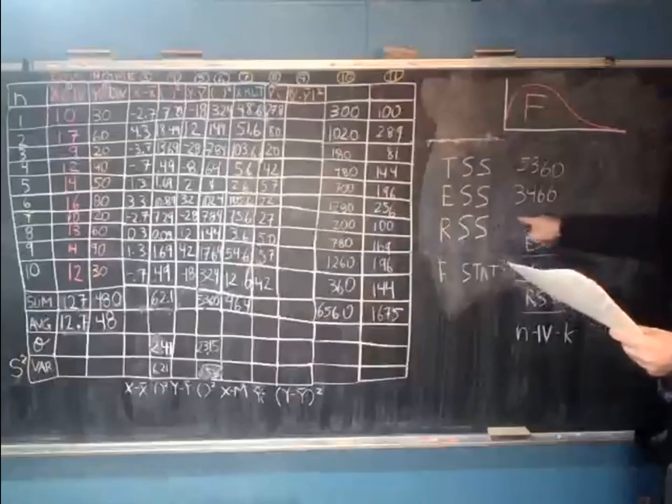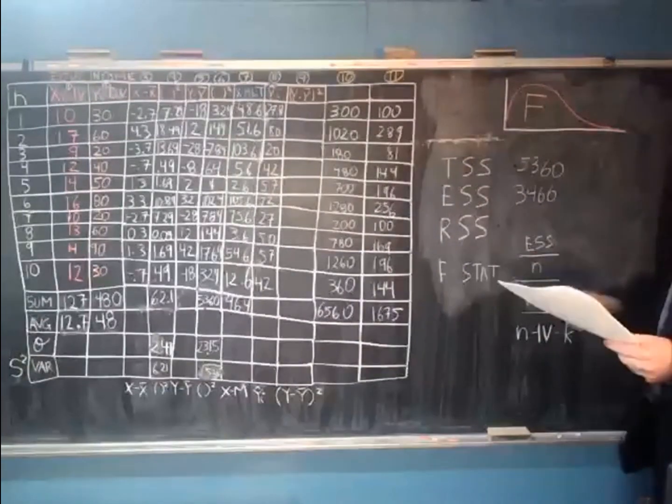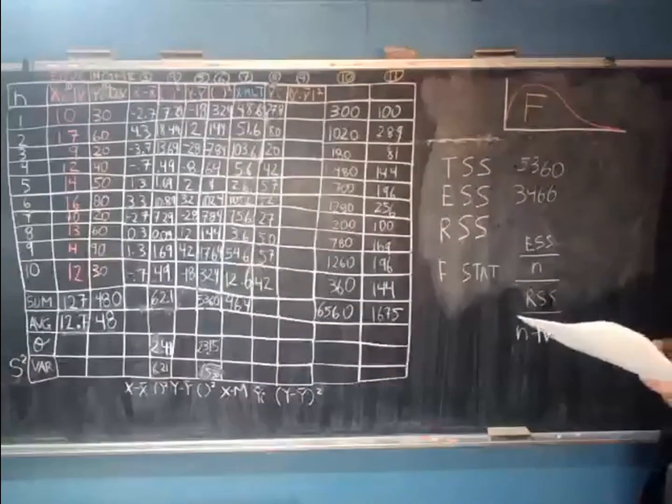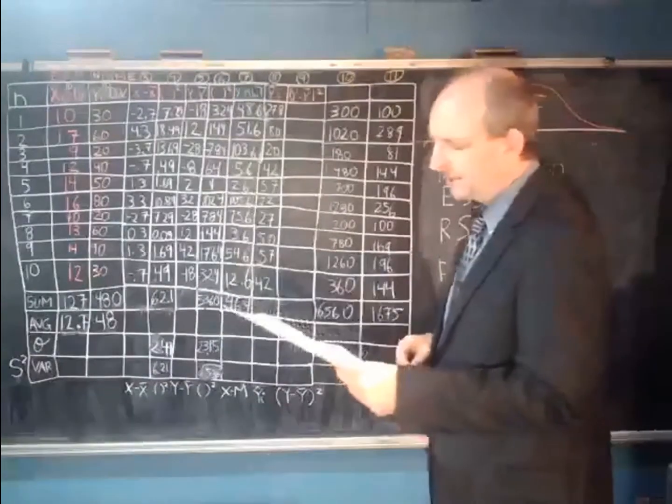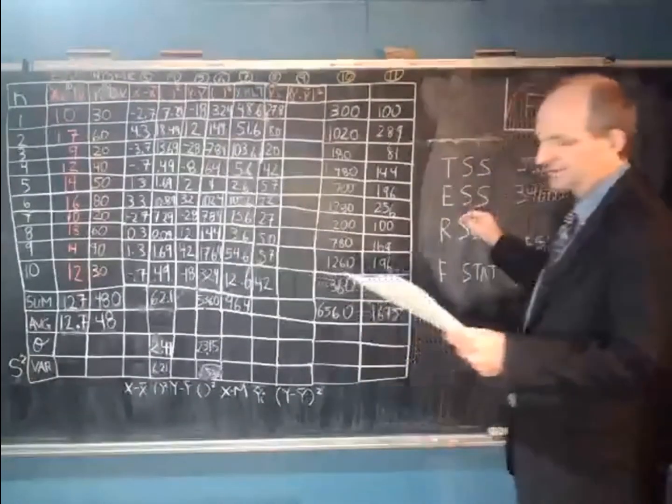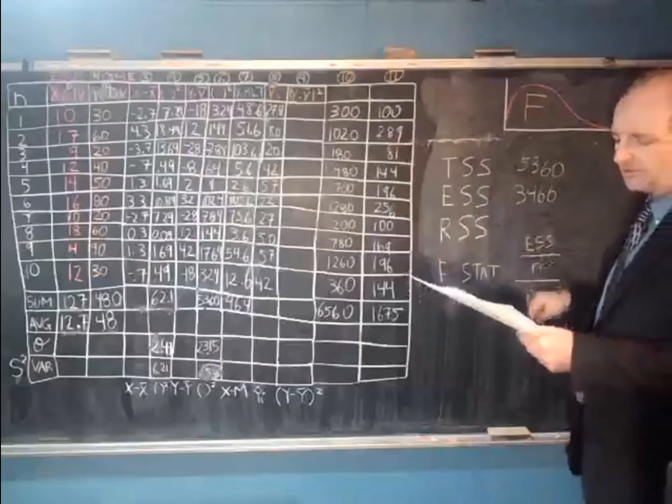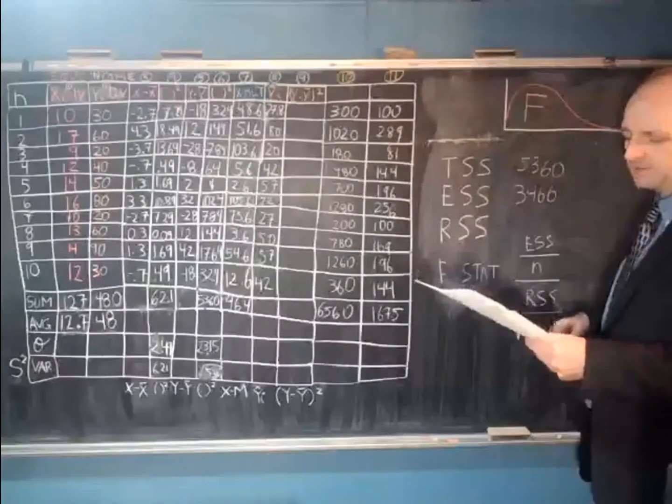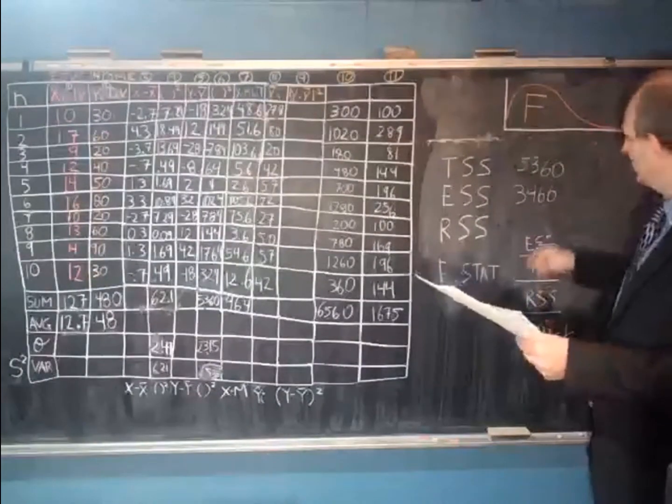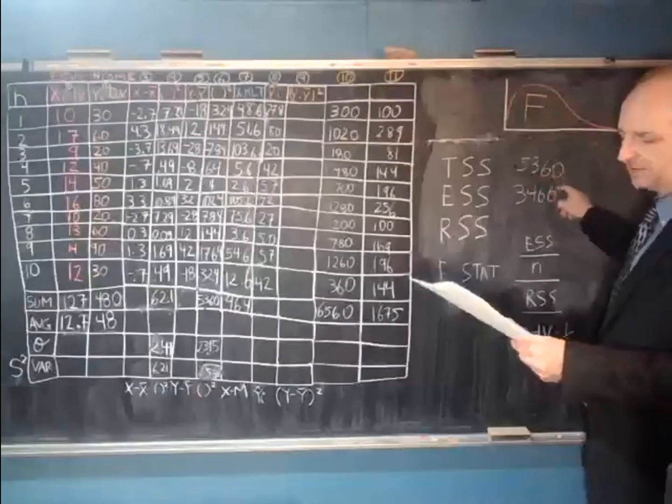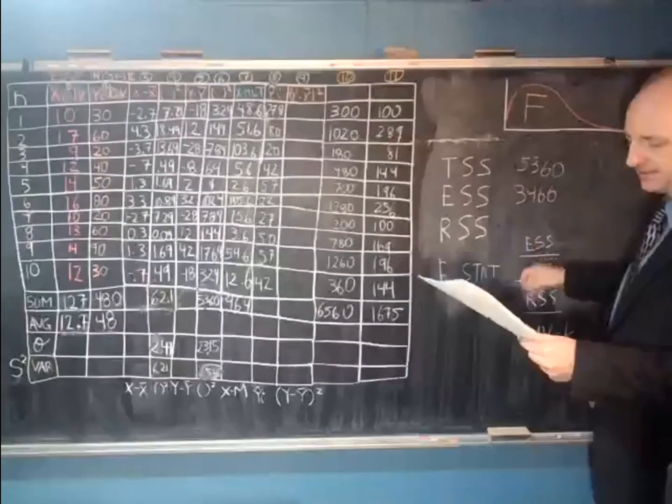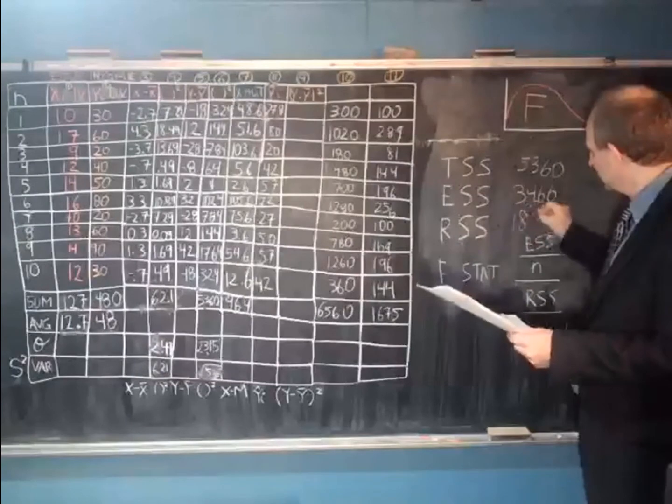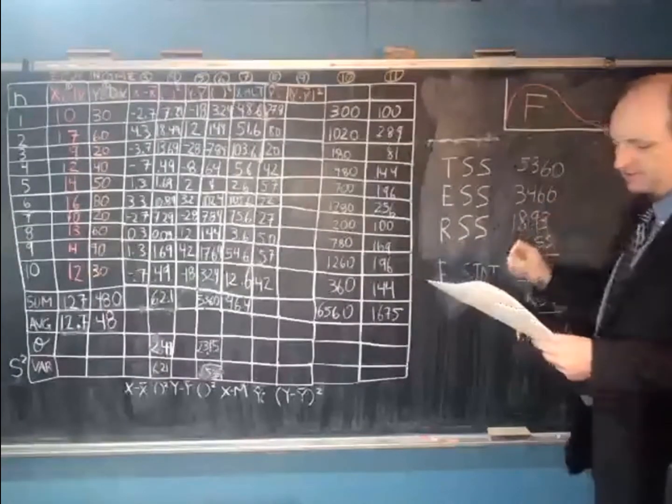And the next component is the residual sum of squares. It's the part that we have not explained. And it's basically the TSS minus the ESS, or column 6 minus column 14. It's going to be 5360 minus 3466, and that's going to leave us with 1893. All right, so that's RSS.